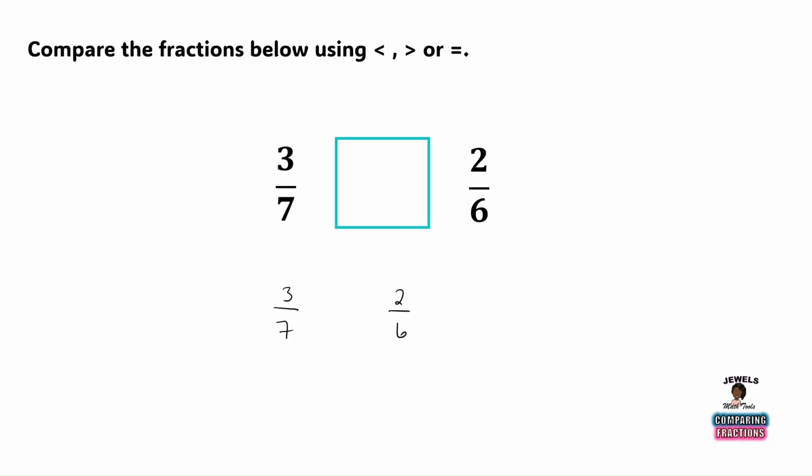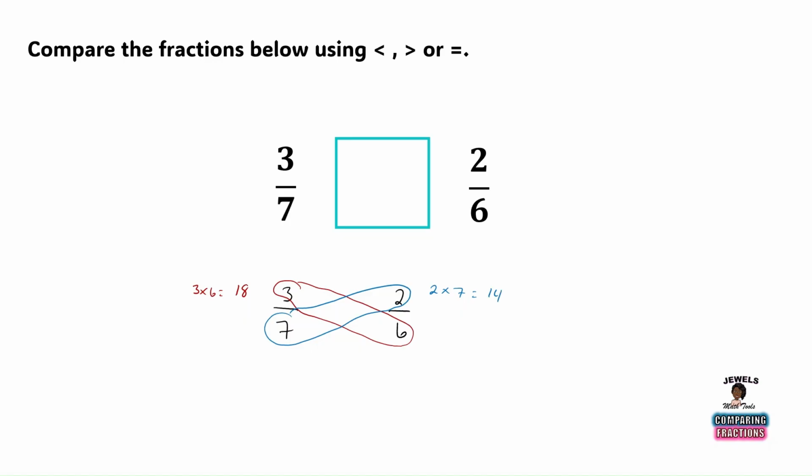So with the cross multiplication, the first thing I'm going to do is multiply my 3 to my 6. So we will be multiplying 3 to 6 to change our numerator. So 3 will be multiplied to 6, which will equal 18. And then we're going to do the exact same thing across the other fraction, where I'm going to multiply 7 times 2, which will give us 14.